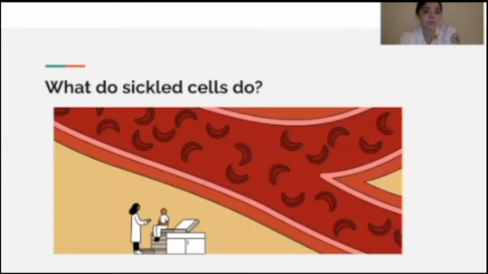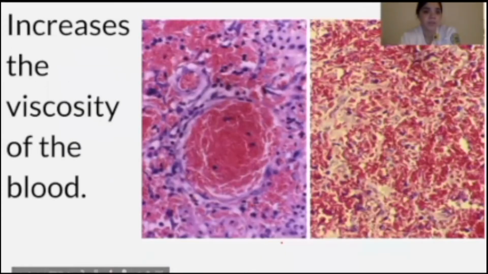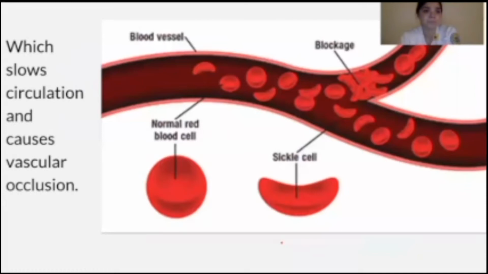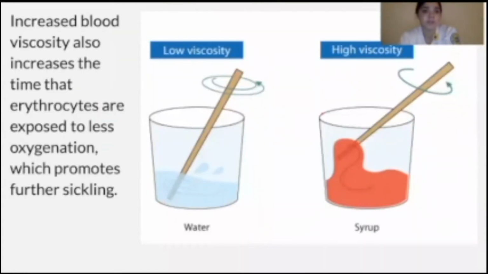What do sickle cells do? Sickle cell erythrocytes tend to plug the blood vessel. It increases the viscosity of the blood, which slows the circulation and causes vascular occlusion. It causes organ infarction. So the increased blood viscosity also increases the time that erythrocytes are exposed to less oxygen, which promotes further sickling. So an example of something that has high viscosity is syrup.